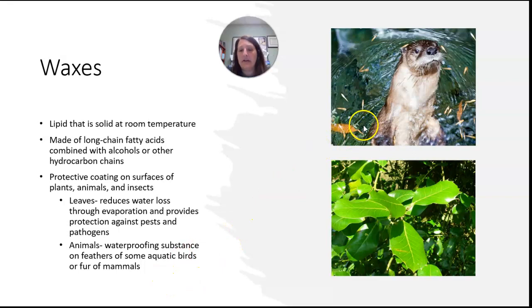And animals, I already mentioned this, like the otter and other aquatic birds, and on those aquatic birds, on their feathers, they're going to have this waxy substance that's going to, again, provide kind of a waterproofing. Okay, so that's wax. Wax also has industrial uses, right? We make candles out of it, and other things.